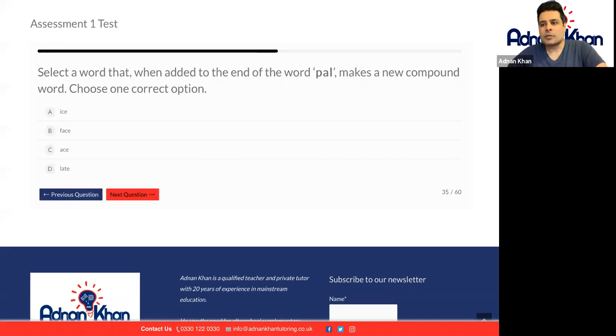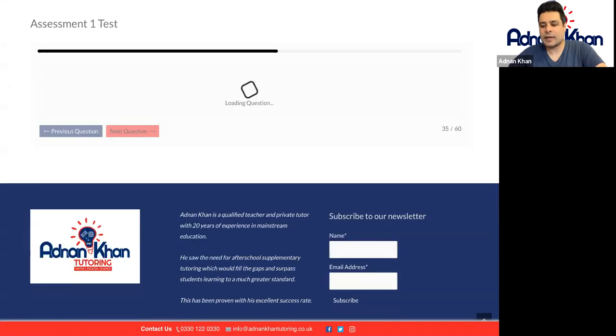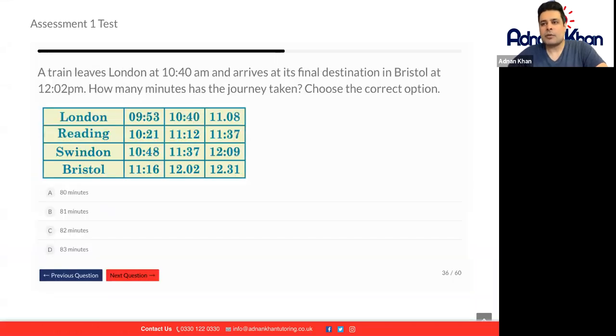And the last question in compound words: select a word that when added to the end of the word "pal" makes a new compound word. I would say in this case, it would be "palace", P-A-L-A-C-E, palace. Okay, that's great. Now we're moving on to a couple of numerical, mathematical type questions, and we need a little bit more information on this. So let's go through this now.